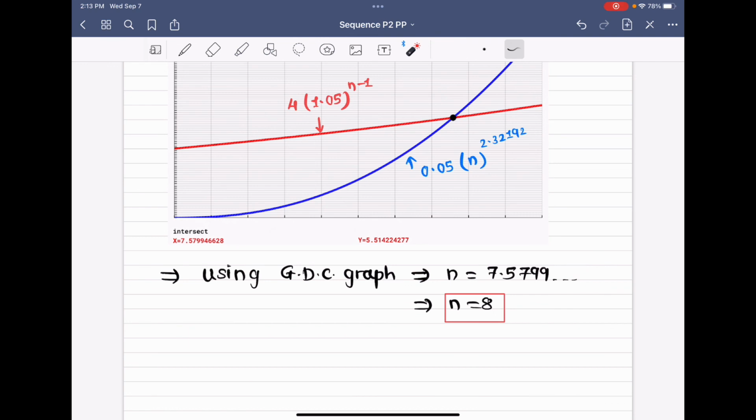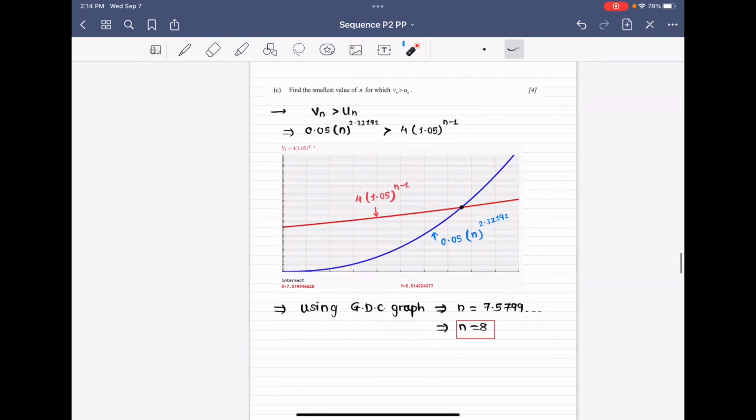Using the GDC graph, the n value, don't write x. Write down n is equal to 7.5799, whatever that answer is. As we know that n cannot be 0, cannot be negative, cannot be a fraction, cannot be a decimal, 7.5799 is basically your 8, which is an integer. Thank you.